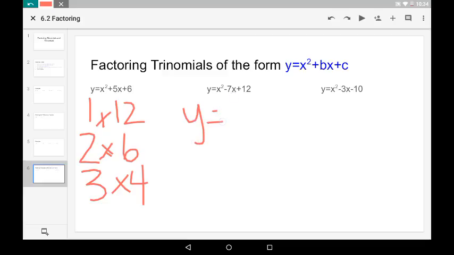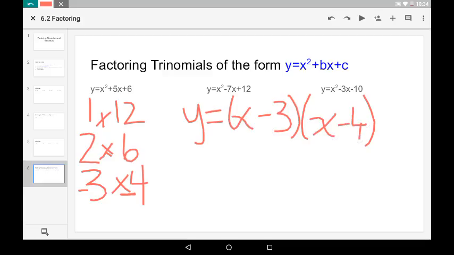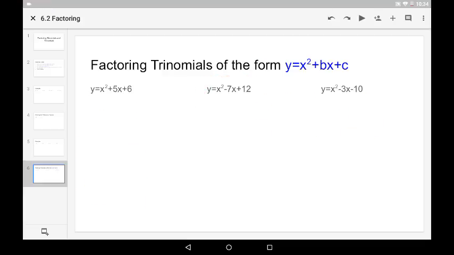So what can we multiply to get positive 12? They either both have to be positive factors or both negative. If we had negative 1 times negative 12, we'd still get positive 12. How can we do this to get a negative 7 when we add them? Well, let's take the 3 and the 4, and make them negative. x minus 3 and x minus 4 is the factored form of this equation, because negative 3 times negative 4 gives us positive 12, and negative 3 plus negative 4 gives us negative 7.